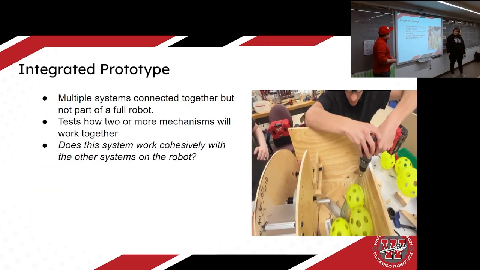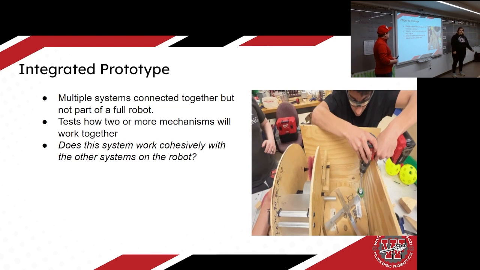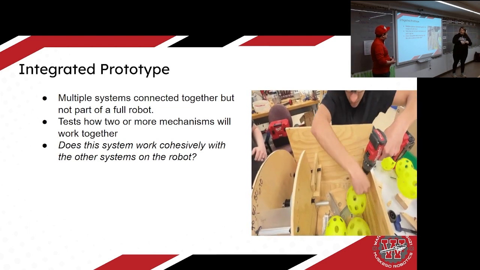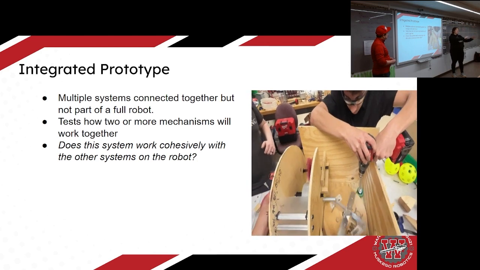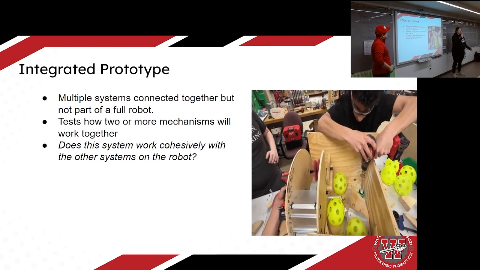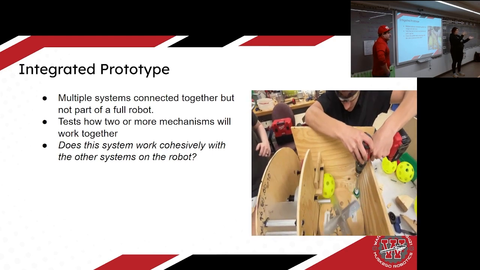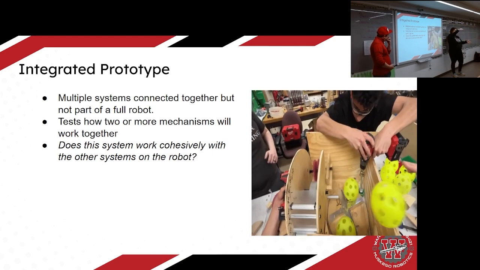Then the next level up from this is an integrated prototype. This is when you have multiple systems all prototyped together on a robot, and this is testing how two mechanisms work together. For example, if you have picked up a ball off the ground, maybe you want to also test, can I get that ball to a shooter? So you'd want to test that ball path as well.